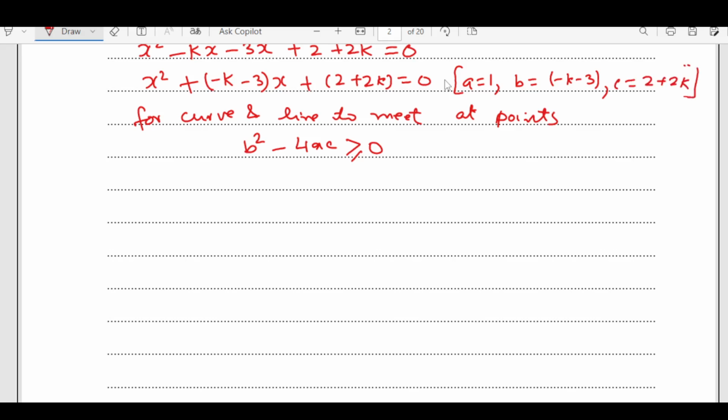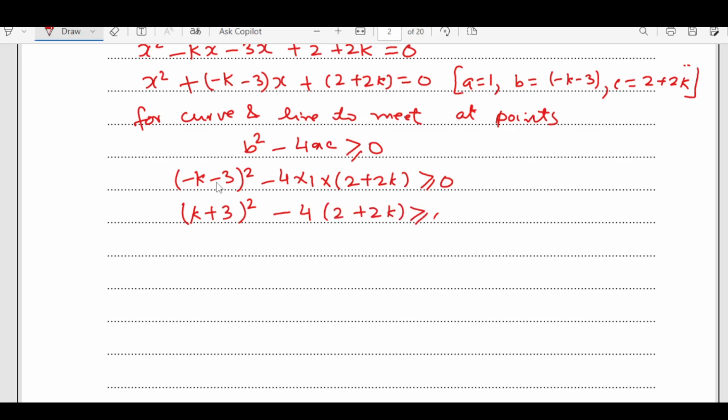We are going to substitute this over here. So b squared means negative k minus 3 squared, minus 4 times 1 times c, which is 2 plus 2k. This should be greater than or equal to 0. Now as this is squared, this can also be written as k plus 3, because it is going to make it positive, minus 4 times 2 plus 2k, greater than or equal to 0.